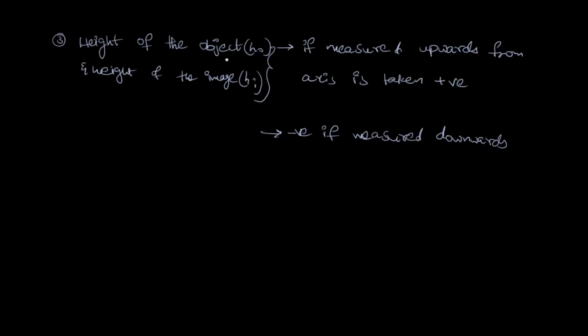And one more point is the height of the object. I am considering the height of the object as h0 and the height of the image as hi. If we measure the height of the object and the height of the image upwards from the axis, this is the principal axis and this is the spherical mirror, if you measure the height of the object or the image in the upward direction, it is taken as positive. If you measure in the downward direction, it is taken as negative. Okay? And coming to the next topic, magnification. It is our last topic.